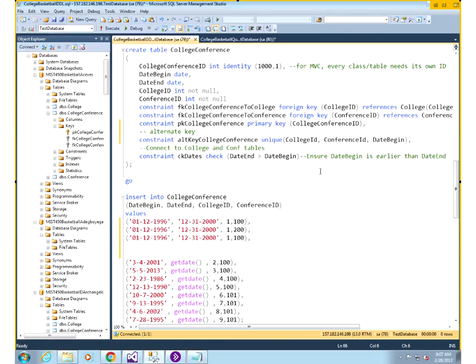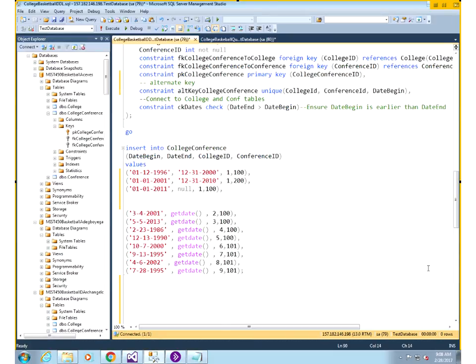So the start date is also going to be different. This is going to be 1/1/2001, and let's say they were there until 2010. Then 1/1/2011, they are back in the Big 12. How do I know that they are continuing to be in the Big 12? Okay, use null.